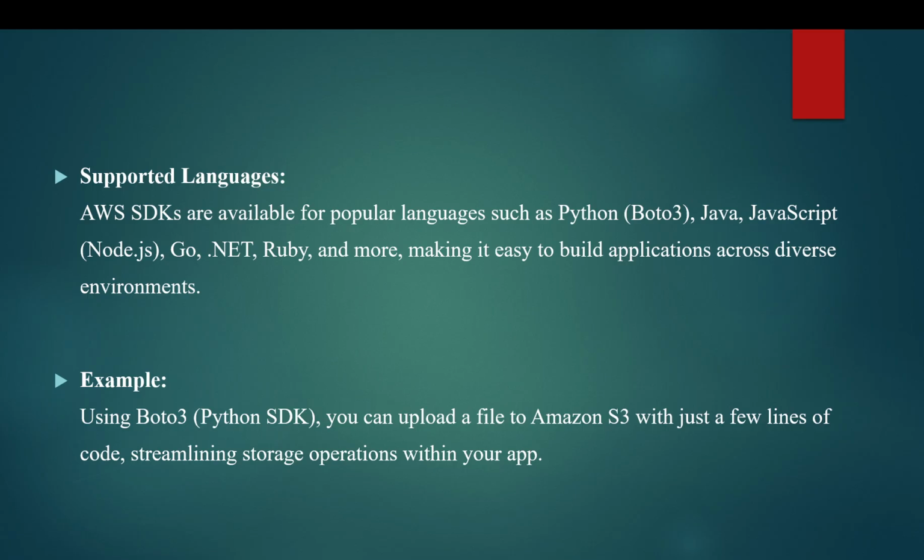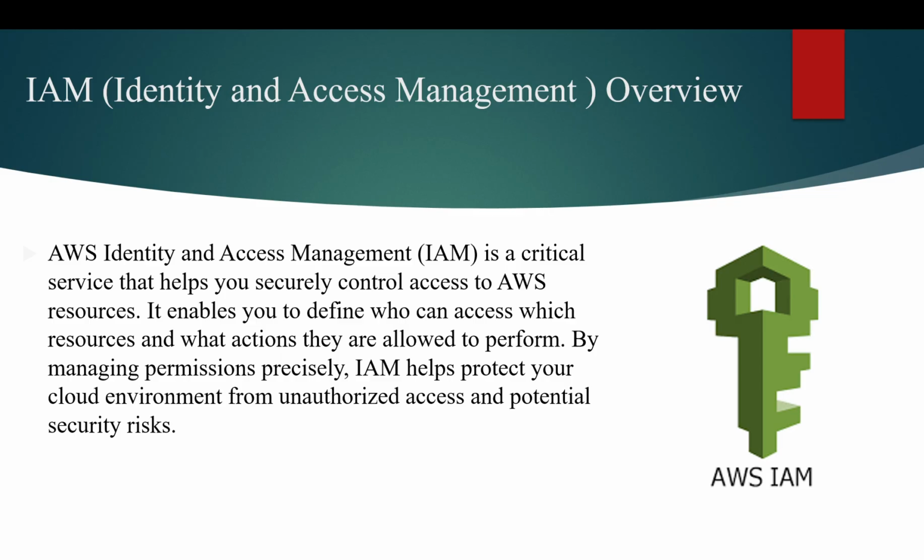Supported languages. AWS SDKs are available for popular languages such as Python, Java, JavaScript, Node.js, .NET, Ruby, and more, making it easy to build applications across diverse environments. Example, using Boto3, which is the Python SDK, you can upload a file to Amazon S3 with just a few lines of code, streamlining storage operations within your app.